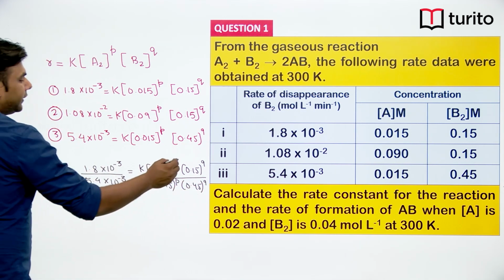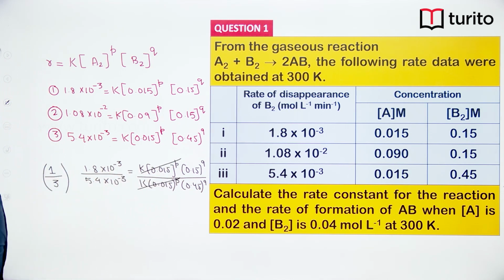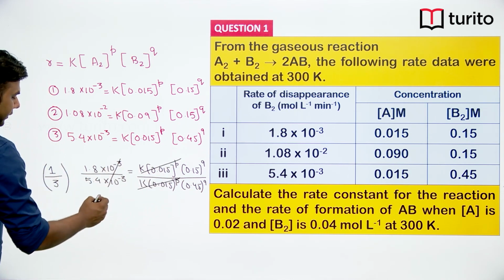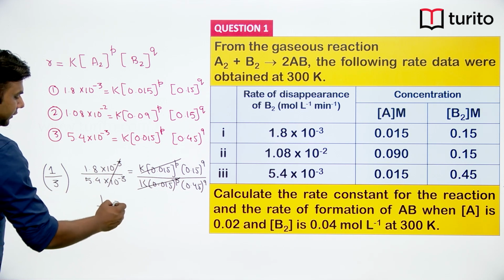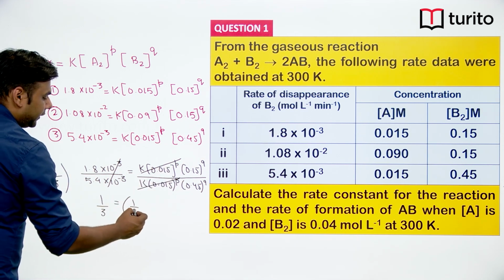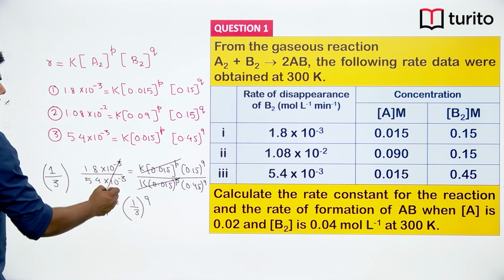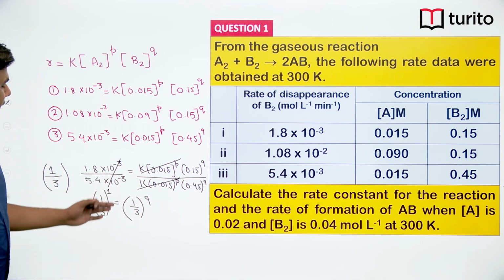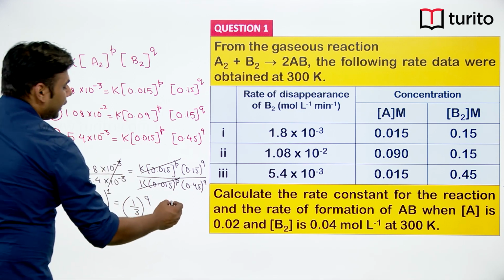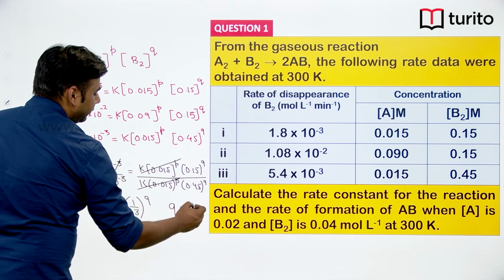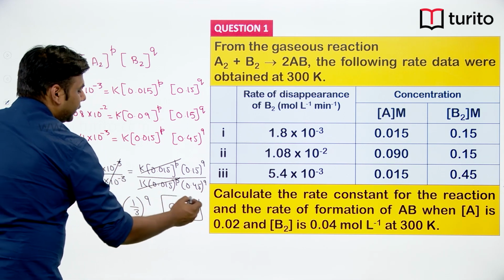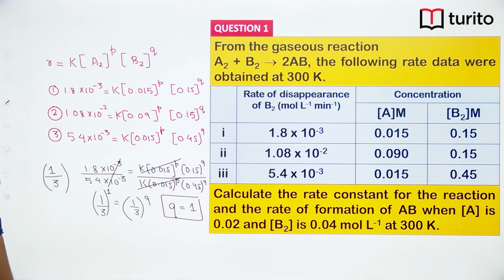Okay. So if you look at this, these two quantities will get cancelled out. Okay. So basically we are left with, this is 1 by 3, this will be equal to, this is also 1 by 3 raised to power Q. Okay. So this is basically 1 by 3 raised to power 1 and this is 1 by 3 raised to power Q. So the value of Q will come out to be 1. Okay. So the order with respect to B2 is 1.